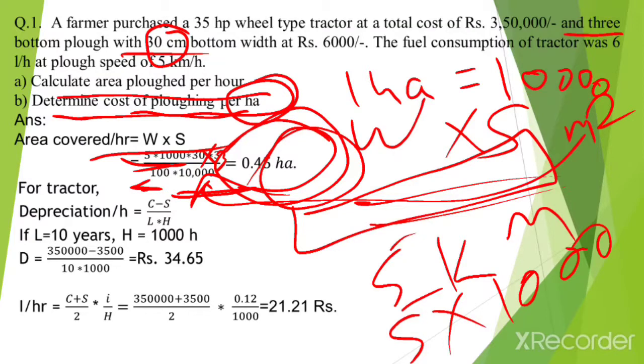So after putting all the values we will get the final answer 0.45 hectare. So total area covered per hour is 0.45 hectare.